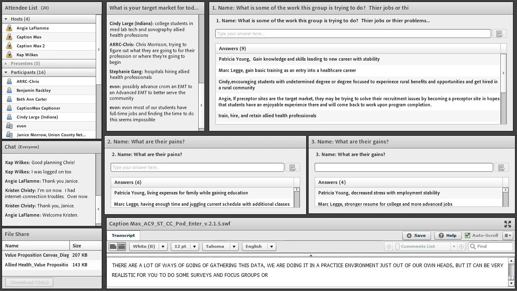We're doing it in a practice environment just out of our own heads, but it'd be very realistic for you to do some surveys and focus groups, or ask students when you get a chance why they are in school, what are the things that cause them struggle, and what are the things that they wish for. So there's lots of ways of gathering this data.